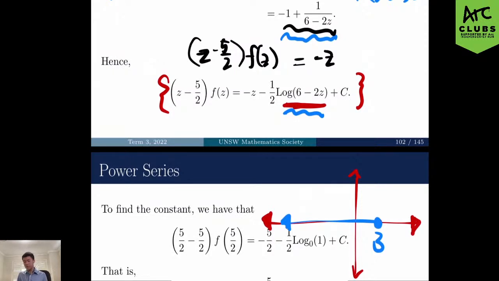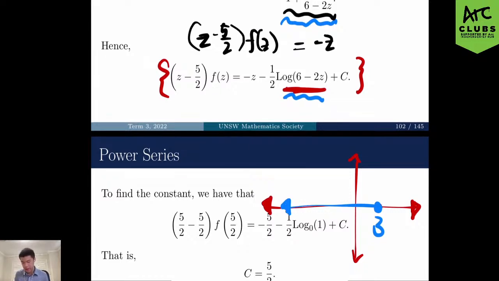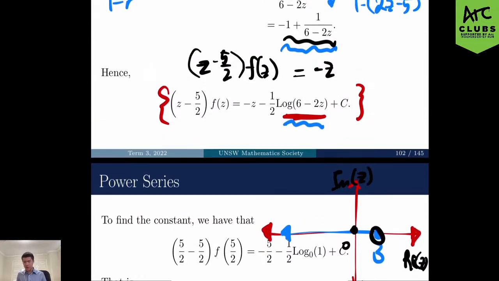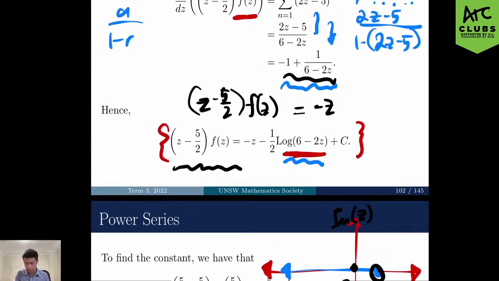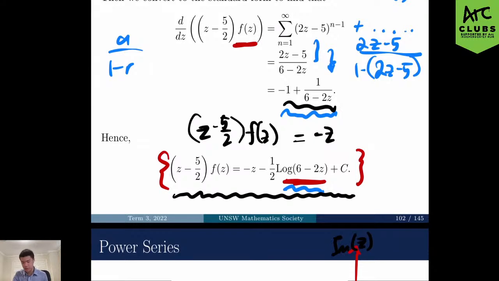If you try to imagine where the singularity would be over here, the singularity occurs at 0, right? So where 6 minus 2z is equal to 0, you'll get a singularity, which means that we get a singularity at this point over here. And so if you actually just write this all out, then what you want to do is just try to solve for the constant, because when we integrate, we do get a constant of integration.